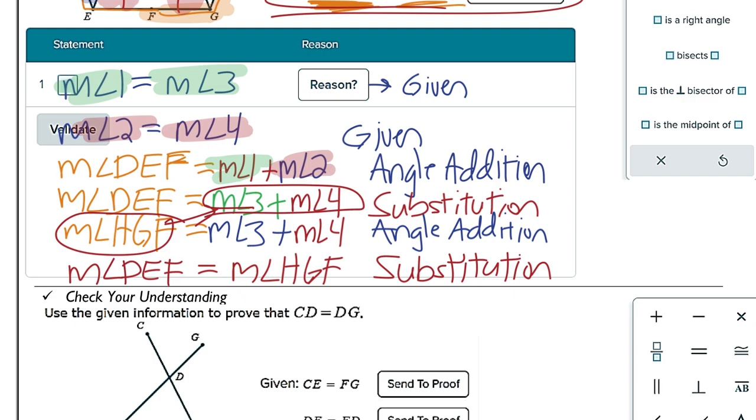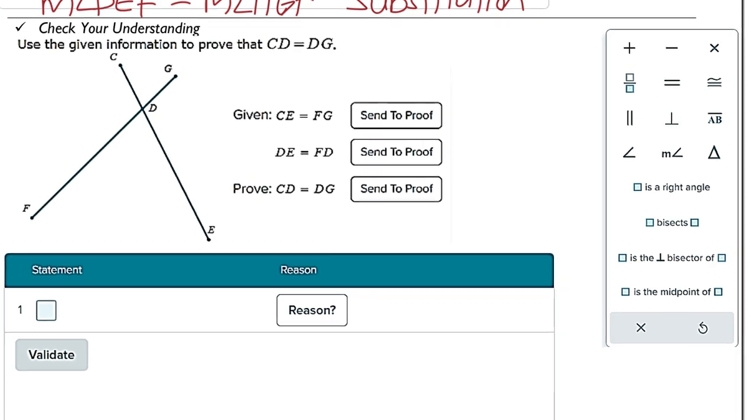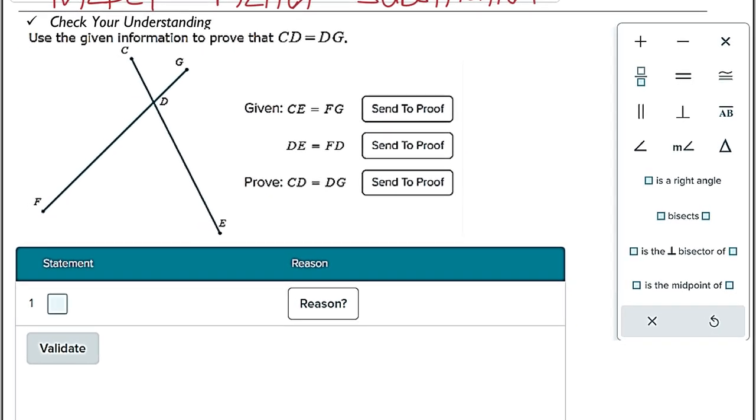Okay, so I would like you to check your understanding on this one. It's very similar to what we did yesterday. We have two segments that are intersecting. We have some given stuff. We're trying to prove that. So pause it. I will have answers very shortly.